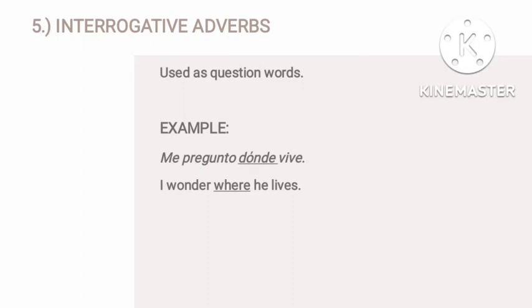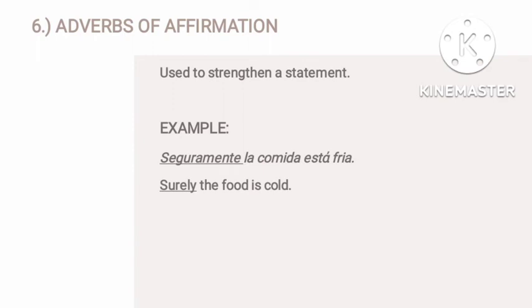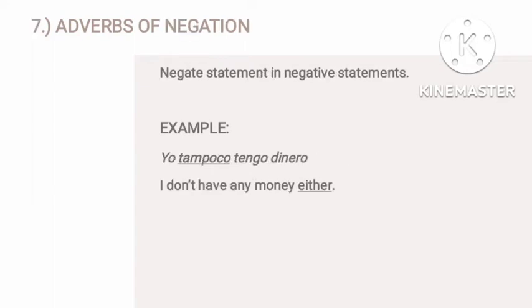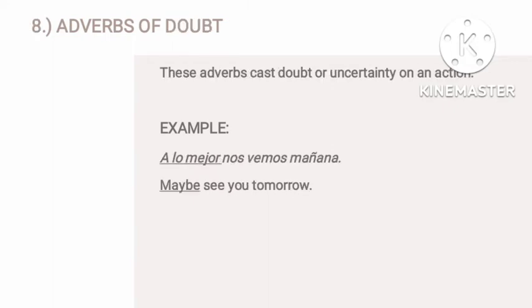The fifth one is the interrogative adverbs. They are used as question words. The sixth one is the adverbs of affirmation. They are used to strengthen a statement. The seventh one is the adverbs of negation. They negate statements in negative statements. The eighth one is the adverbs of doubt. These adverbs cast doubt or uncertainty on an action.